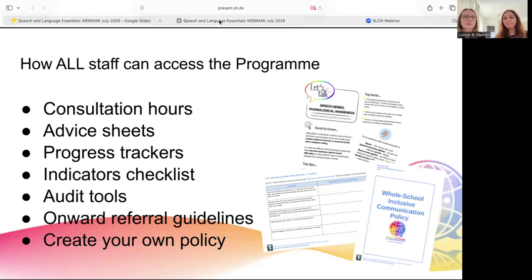And all staff can contribute to the whole school inclusive communication policy and create a shared vision, raising the profile of communication that signals to staff, parents, and wider stakeholders that your school is committed to an inclusive, high-quality practice, with a foundation of a school culture where every child is heard, understood, and supported to express themselves.